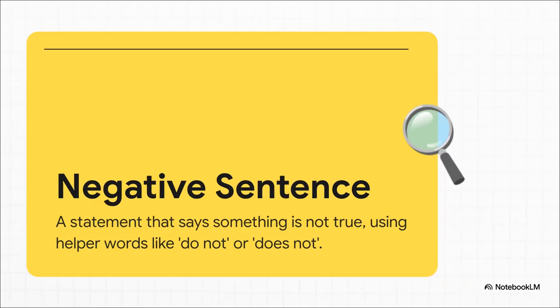Okay, part 2. Now that we've got the basic statement down, let's learn our first transformation, how to make a sentence negative. So what even is a negative sentence? It's just a fancy way of saying something is not true. And to do this with the present simple, we have these two little magic helper words. Do not, which almost always becomes don't, and does not, which we shorten to doesn't. These two are going to do all the heavy lifting for us.